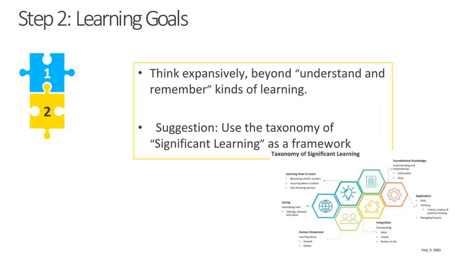Step 2, Learning Goals. What do you want students to learn by the end of the course that will still be with them several years later? Think expansively beyond understand and remember. These kinds of learning words are not measurable. A suggestion is to use the taxonomy of significant learning as depicted on this slide.